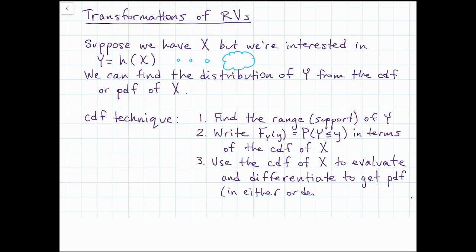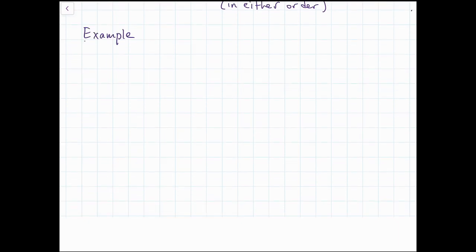And it's important to note, we could do these two parts of step 3, plugging in the CDF of x and differentiating to get the PDF, in either order. We could either plug in first and then differentiate, or we could differentiate first and then plug in. And some situations might be easier one way or the other. So let's look at an example of using the CDF technique.